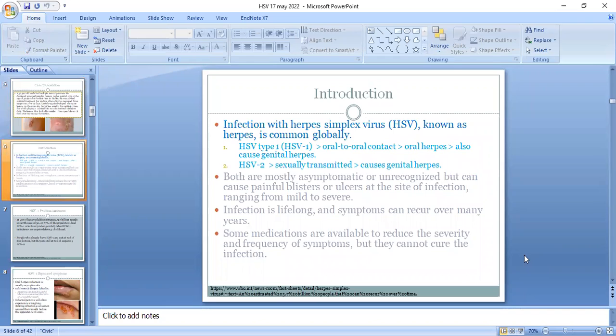Now the introduction. Infection with herpes simplex virus, known as herpes, is common globally. It has two types: herpes simplex virus type 1, that is transmitted from oral to oral contact and causes oral herpes, also called herpes labialis, while herpes simplex virus 2 is transmitted via sexual contact and causes genital herpes. Both are mostly asymptomatic or unrecognized but can cause painful blisters or ulcers at the site of infection, ranging from mild to severe. Infection is lifelong and symptoms can reoccur over many years. Some medications are available to reduce the severity and frequency of symptoms, but they cannot cure the infection.